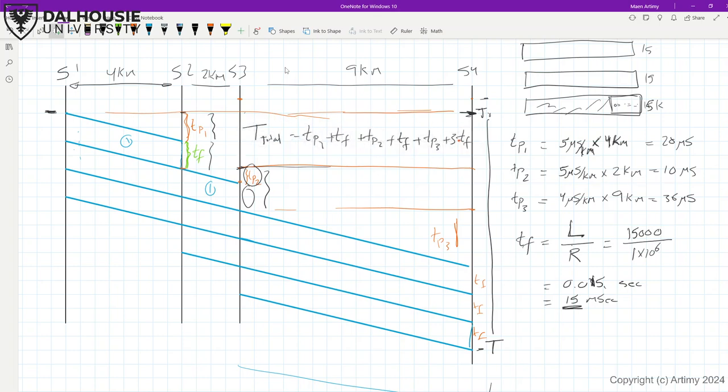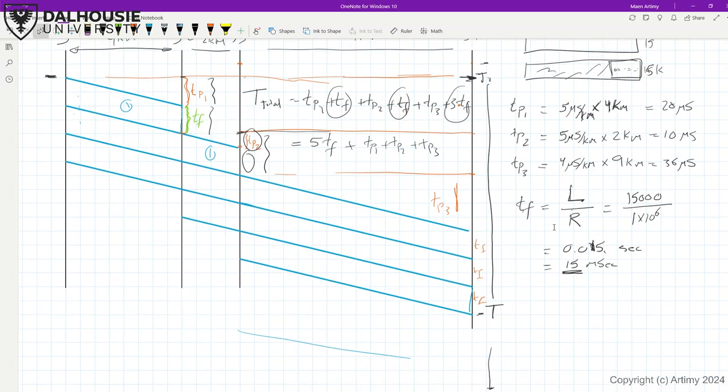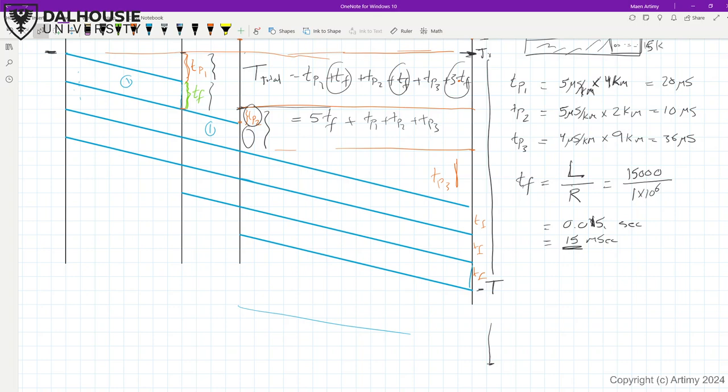Let me see if I can clean this a little bit. I can simplify it and say, this is TF and this is TF and this is TF, so we have 5 TF plus TP1, TP2 and TP3. All right, I have all the information here. I just need to do a little bit of unit conversion.